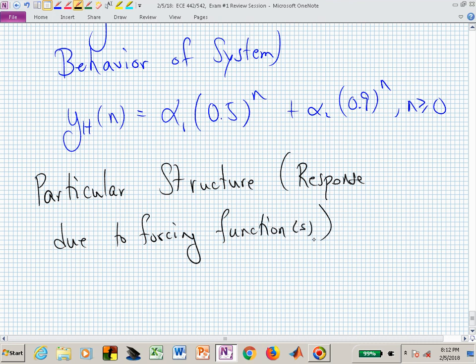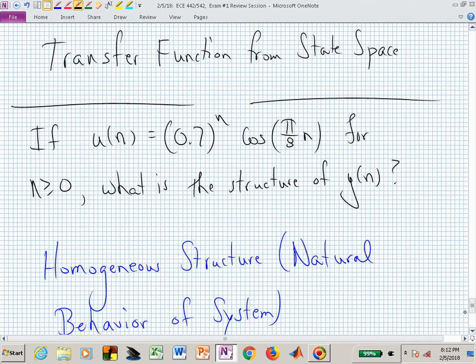So if you had multiple excitations, they all would be contributing their part to the particular solution. I just gave you one. I just gave you, what is this?